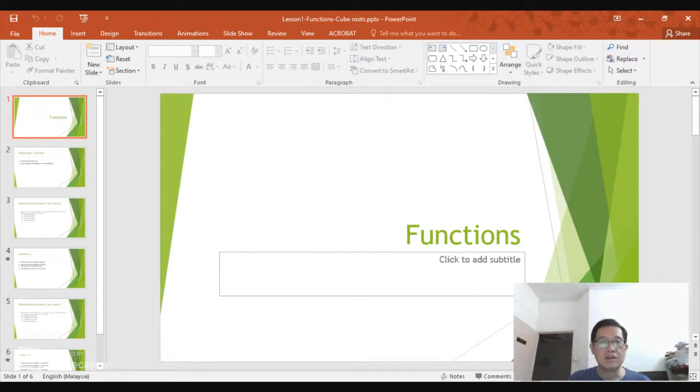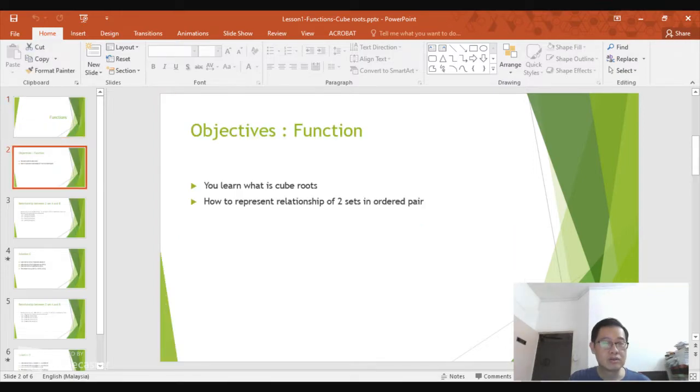For the function called cube root. Okay, cube root. So we are going to tell you what the objectives for today's lesson are. Today you will learn what is cube root. What is cube root? We're going to teach you how to represent the relationship between two sets in ordered pairs.